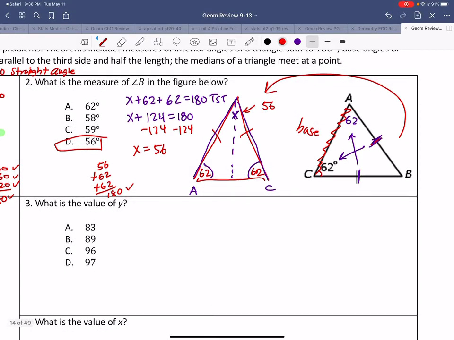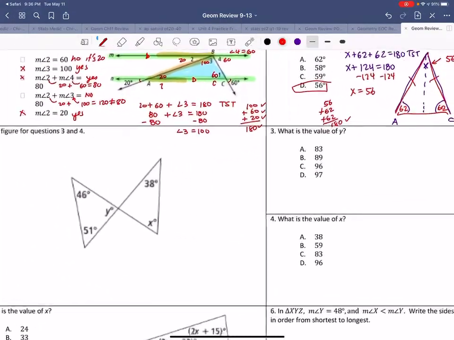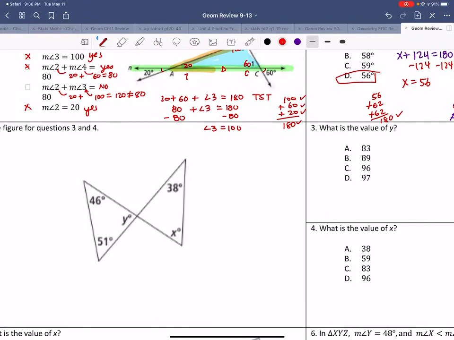Question number 3. What is the value of y? I don't have a picture. Oh, so it says use this picture for 3 and 4. Okay, so this is y, correct? And so that's y because they're vertical.